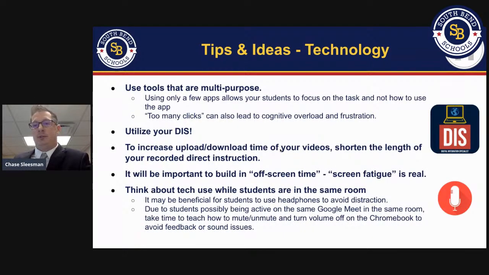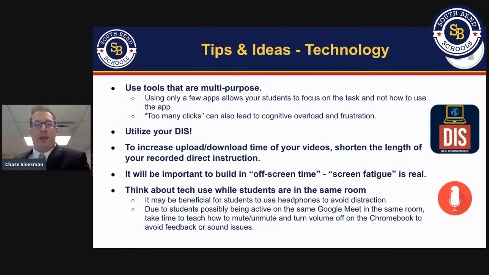With technology, focus on tools that are multi-purpose. And again, utilize your DIS. They are there to help you. They are there to provide you with different strategies and to guide you along, as well as we are down here.